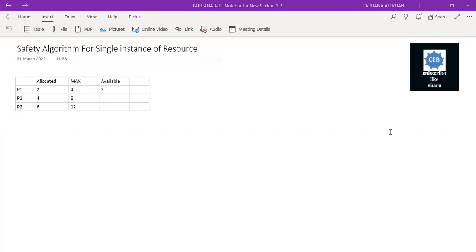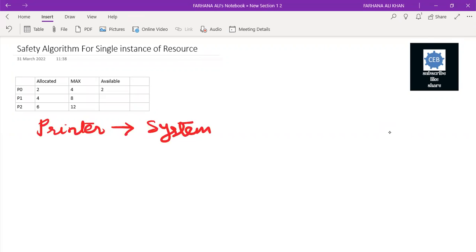Today we will discuss the safety algorithm for a single instance of resource. Now what is a single instance of resource? For example, we have a printer in our system, so that is going to be considered a single instance. Now how many resources are present in our system? That we are going to calculate first.